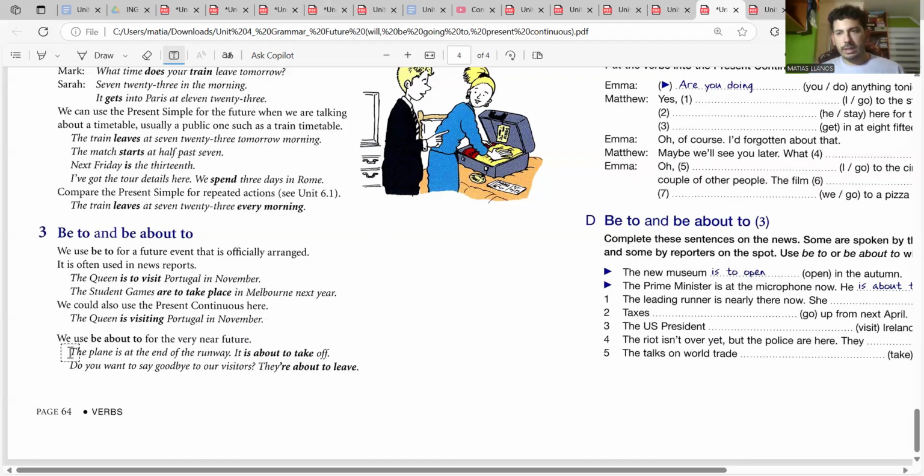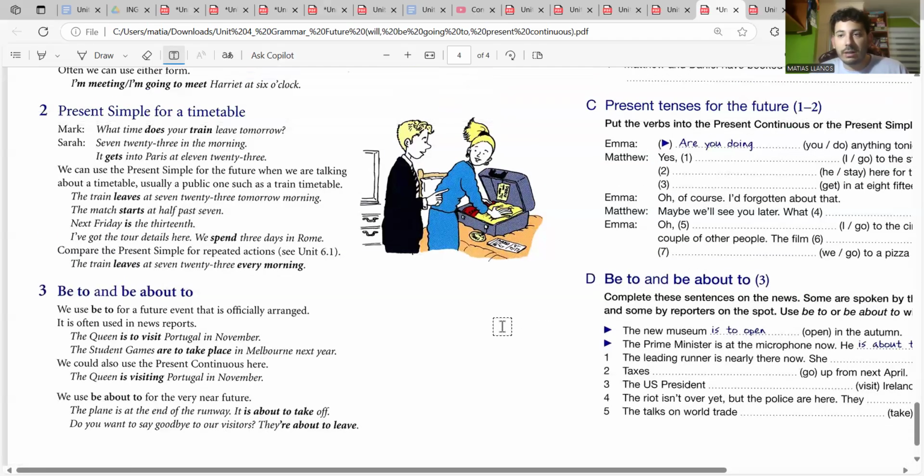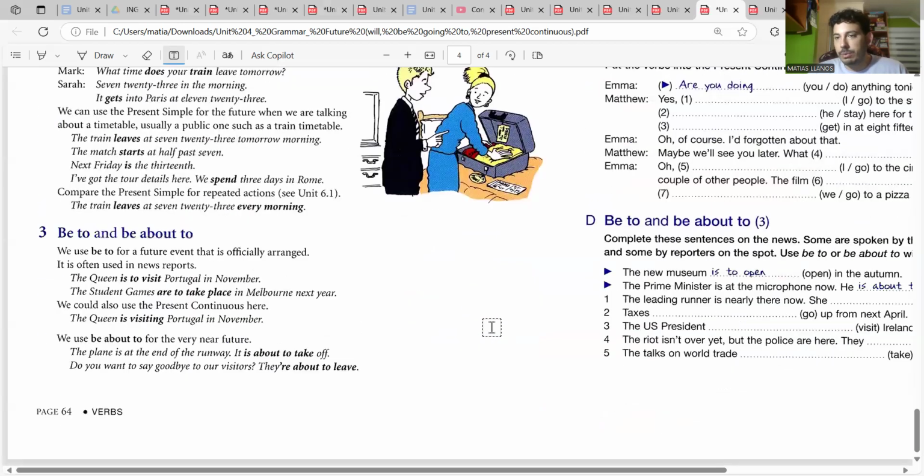And lastly, we use be about to for the very near future. So for example, the plane is at the end of the runway. It is about to take off. Do you want to say goodbye to our visitors? They're about to leave. So it's when something is very near. It's about to happen at any moment, or a second, or a minute in the future. So it's very close. That's when we use about to. Está por pasar, o sea, está muy, muy cerca de pasar. Eso es about to.